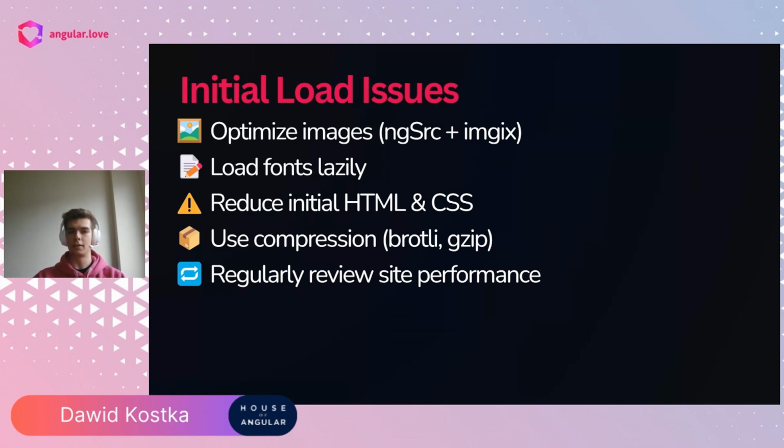And as I mentioned earlier, we have to optimize our images and load the fonts lazily. Every now and then, we should also check our HTML and CSS size, and if possible, shorten it so it's not as long. And the most important thing, let's use a compression algorithm on our servers. The best choice as of right now is Brotli, which is completely insane when it comes to the compression ratio that we get.